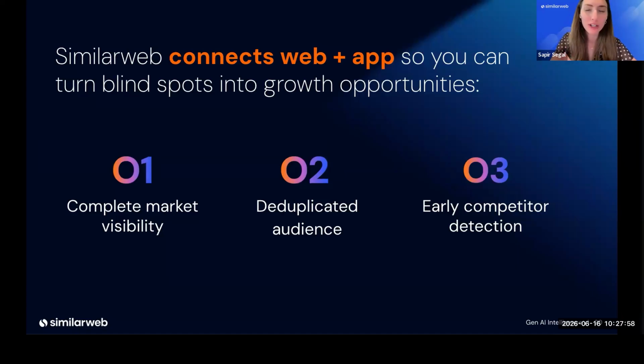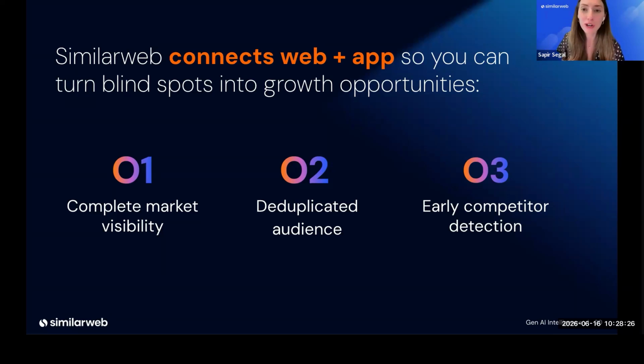So I think ultimately we saw how web only measurement is distorting your view of the market. It's distorting your view of who your competitors are and your audience size. And with Similarweb, you're able to connect the dots, connect web and app, so that you can turn some of those blind spots into growth opportunities. You have a clearer view of your market size, of who your real competitors are. So if you're looking at web alone, you might be missing a competitor that is growing really rapidly on app.